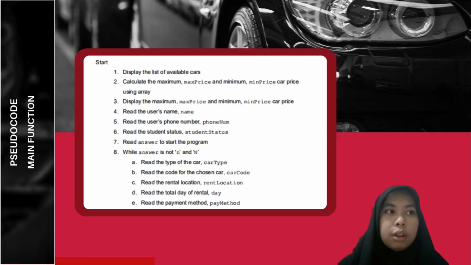For the pseudocode of the main function, firstly, it will display the list of available cars. Then, it will calculate the maximum and minimum car price using an array. Then, it will display the maximum and minimum car price. Later on, it will read the user's name, phone number, the student status, and the answer to start the program. While the answer is not N, it will read the type of car, code for the chosen car, rental location, total days of rental, and the payment method.